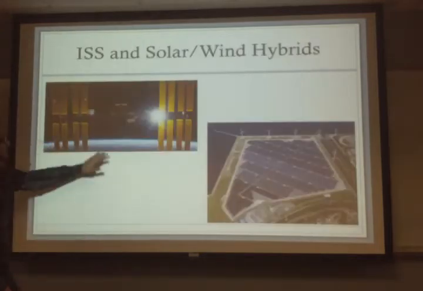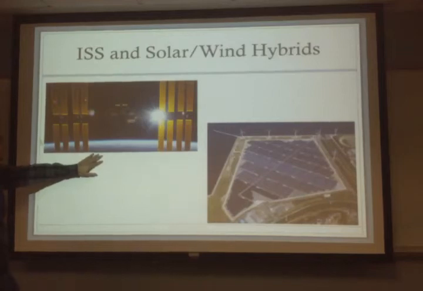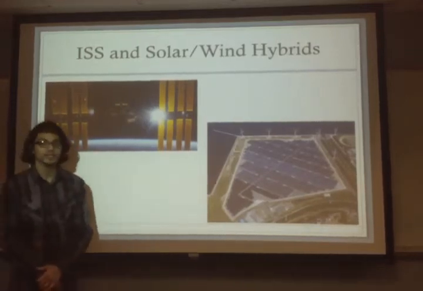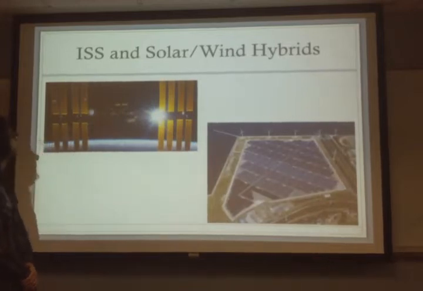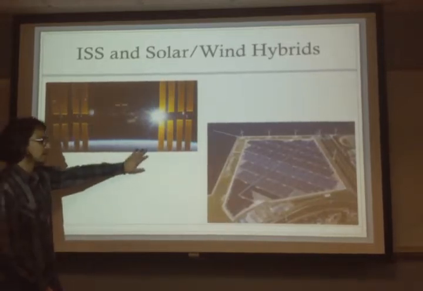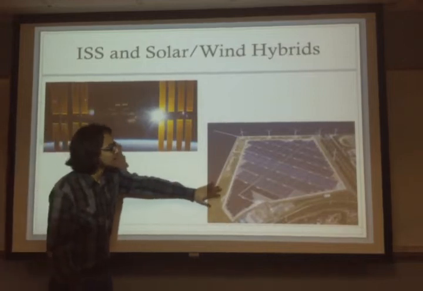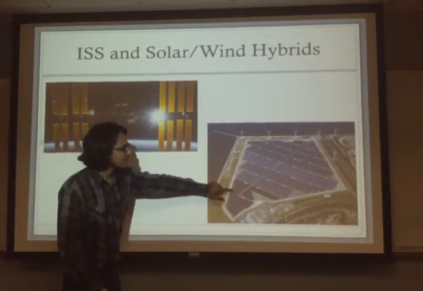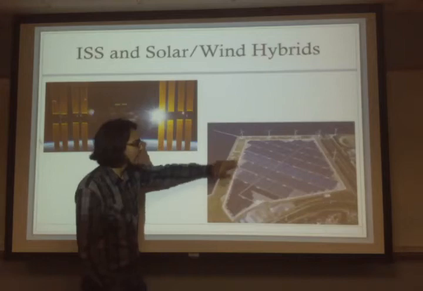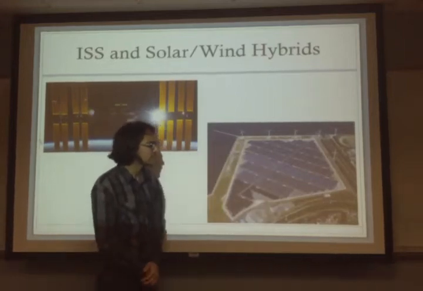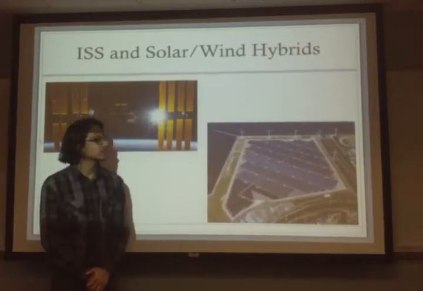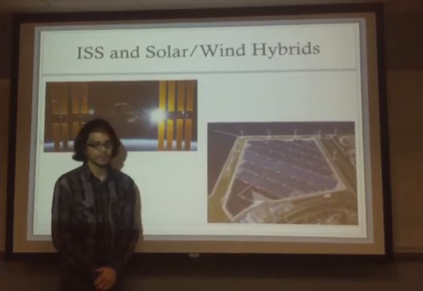In this next slide, in modern history, we have the ISS, which uses solar cells, around 33,000 cells, and they are assembled in arrays, which Lazaro will shortly talk about. Here we have a solar wind hybrid. As seen here, you have solar panels and wind turbines bordering the facility. With that said, Lazaro will talk about modern applications of solar power.